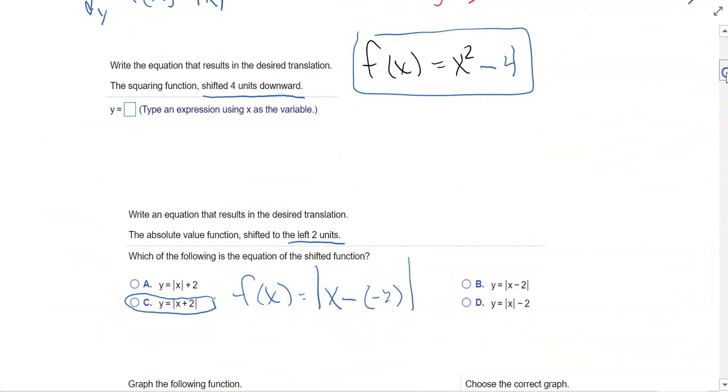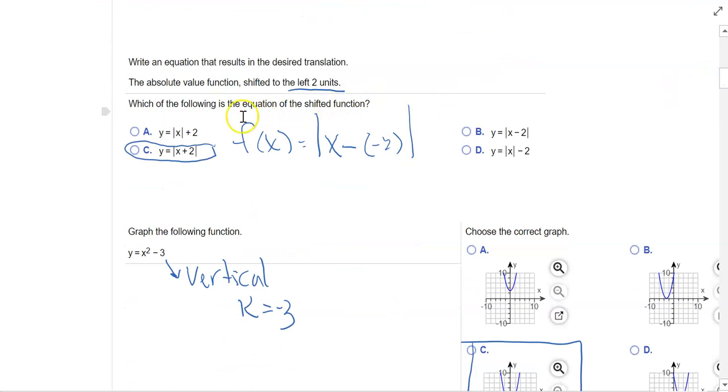So we look at this first one here, we are writing a function. It is a squaring function, which means we have it squared, and we're shifting it 4 units downward. So our k is -4, and we're simply writing it like so. In this next one here, we're looking at the absolute value function, and we are moving it 2 units to the left, so our h is equal to -2. So I have that x minus my h value, which is -2, and then when I simplify that, I get the answer here, c.